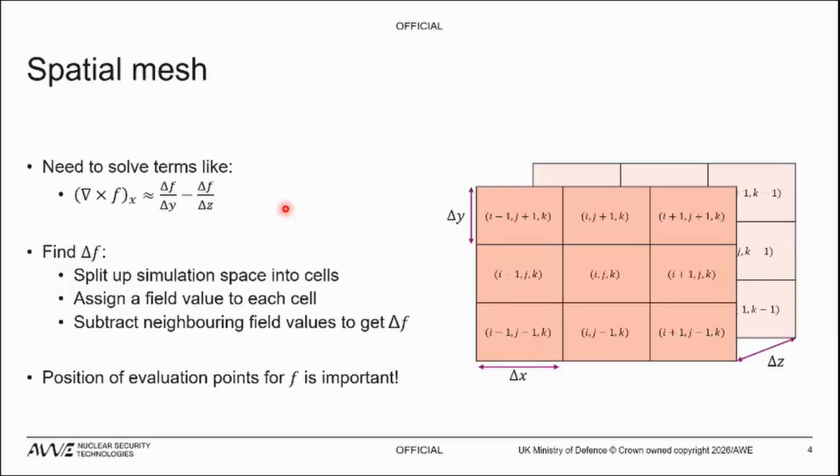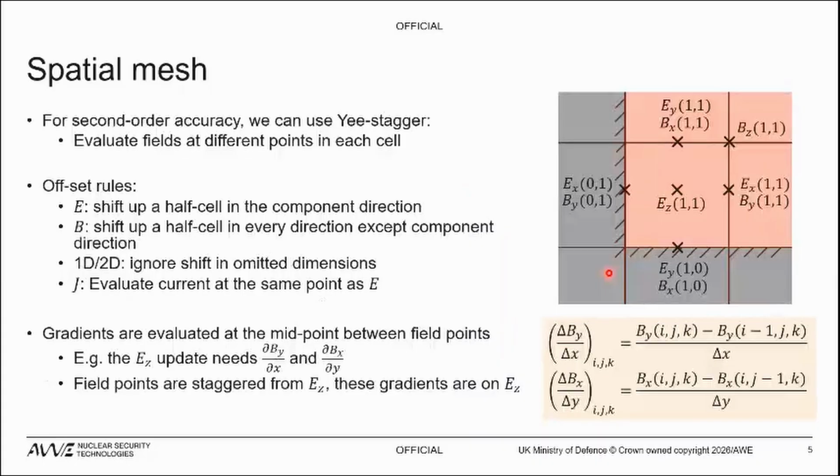In order to do this, we need to know where we're actually evaluating our field points on this grid. Is it evaluated in the centre, and then the gradient midpoint is here? Or are the field points here and here, in which case the middle of the gradient is at this point? These things matter when you're actually coding this up. And so what EPOCH uses is what we call a Yee-staggered grid.